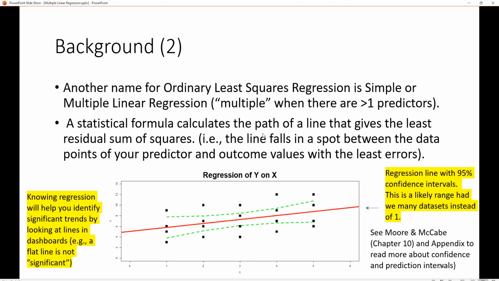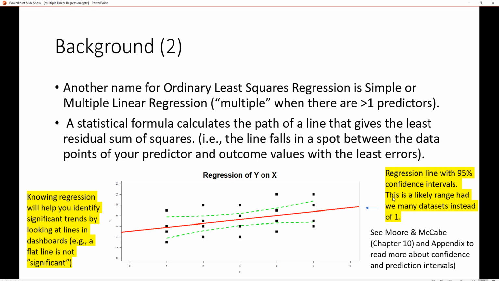And another name for ordinary least squares regression is simple or multiple linear regression. I mentioned that before, multiple when we have more than one predictor. A statistical formula calculates the path of a line that gives the least residual sum of squares. In other words, the line falls in a spot between the data points of your predictor and outcome values with the least errors. So that's what that red line represents. Knowing regression will help you identify significant trends by looking at lines and dashboards. For example, if we saw a flat line, we would know that's not significant.